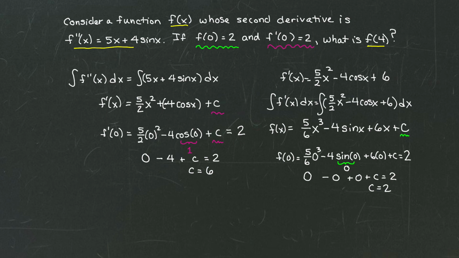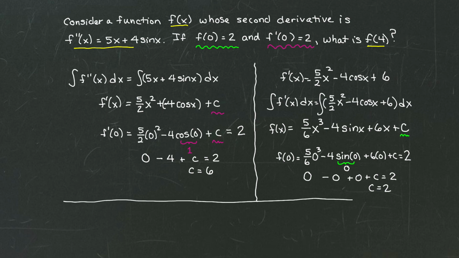Let me put some lines here and organize my information a little bit. So on the left, we took the antiderivative of the second derivative and got the first derivative. Then we took the antiderivative of the first derivative and got our original function. But now I can summarize what I have, and I now have that my original function, using this new c value, is just 5/6 x to the third power minus 4 sine of x plus 6x plus 2. Okay, so that's the function f of x that corresponds to the second derivative being 5x plus 4 sine x with the two initial conditions, f of 0 equals 2 and the first derivative at 0 equals 2.